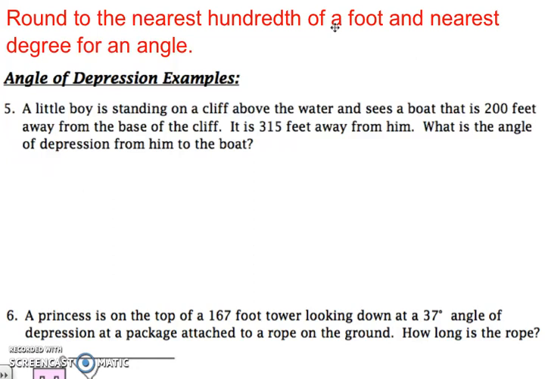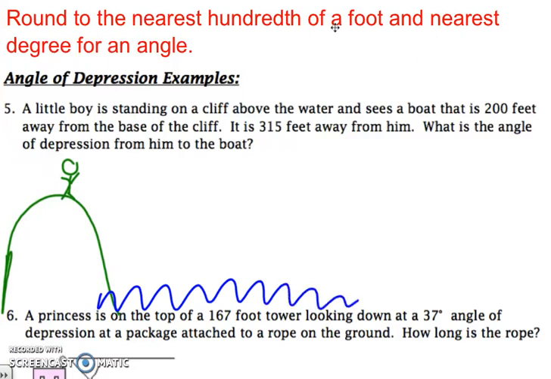So you've got a little boy standing on a cliff. Let me draw a cliff. I'm going to draw a hill because that's all I can draw. So you have a little boy standing on a hill or a cliff, and above water, so we just draw water. He sees a boat. Draw a boat. That is 200 feet away from the base of the cliff.